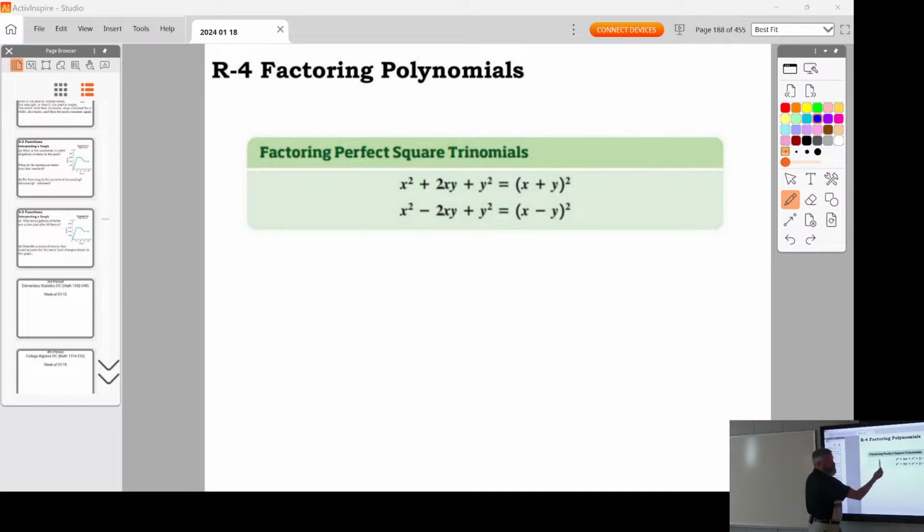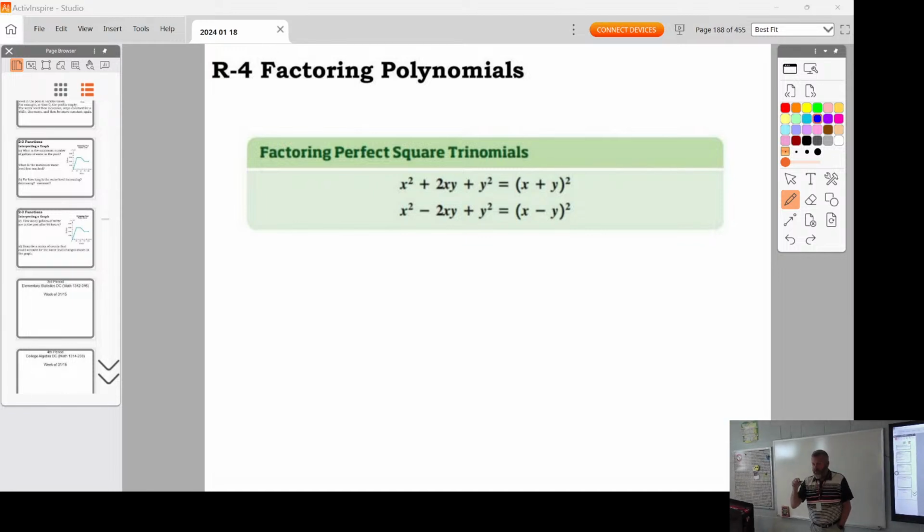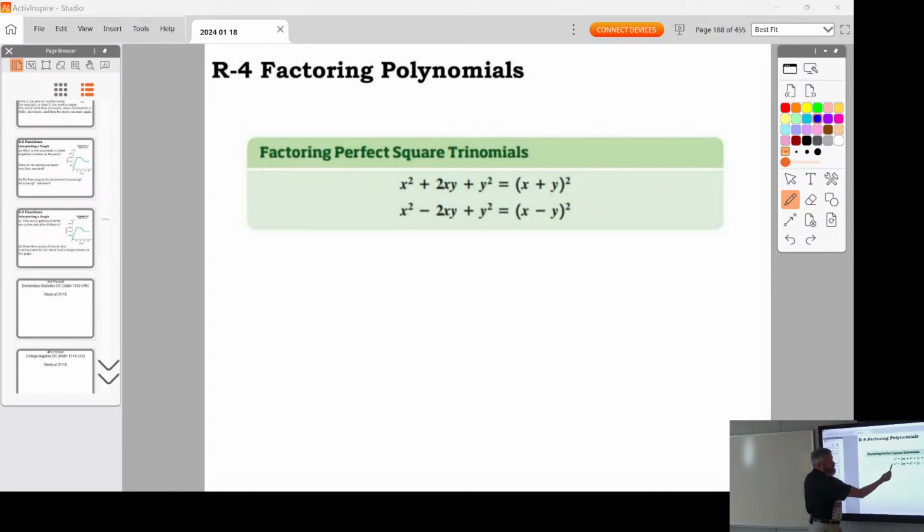So is x squared a perfect square? X squared is a perfect square. Is y squared a perfect square? Yes. What do you square to get x squared? X. And what do you square to get y squared? Okay. What's x times y? Double it. That's the middle term. If it looks like that, then it's going to factor into x plus y. How do you know if it's plus or minus? Well, you just look at that second term.